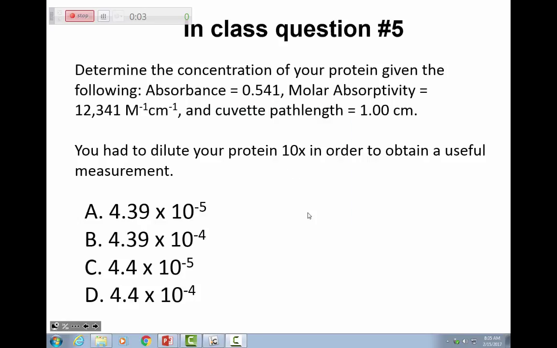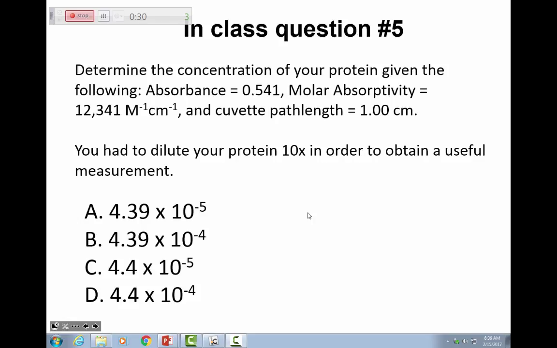All right, determine the concentration of your protein given the following. An absorbance equals 0.41. Your molar absorptivity, which is the same as your extinction coefficient, those words are synonymous, is equal to 1, 2, 3, 4, 1 inverse molar, inverse centimeters. Those are the units of molar absorptivity. All right? And then our path length is given as 1 centimeter.